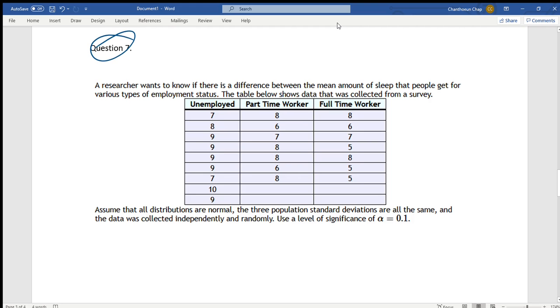Question 7. A researcher wants to know if there is a difference between the mean amounts of sleep that people get for various types of employment status. The table below shows the data that was collected from a survey. If you look carefully, we have 3 different groups, and we're looking for the mean. So this is an ANOVA. This must be an ANOVA test because we have more than 2 groups. The ANOVA test is the only test that has more than 2 groups.